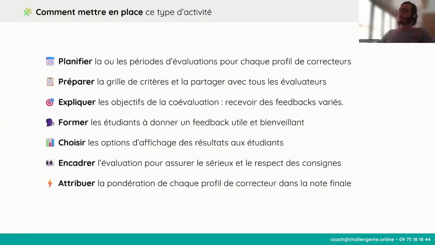Next, it's about defining the criteria that will be used by these different reviewer profiles. Do we keep the same criteria or do we use different criteria for each profile? As I mentioned just before, for students, we will still recommend criteria with predefined options to make evaluation easier. And then for teachers, perhaps more quantitative criteria.